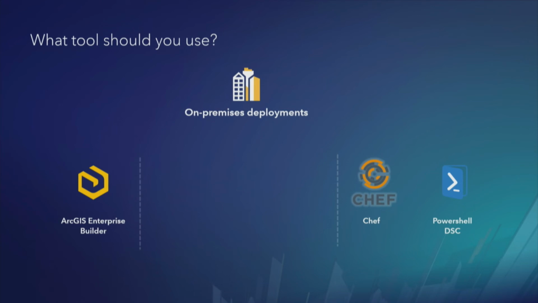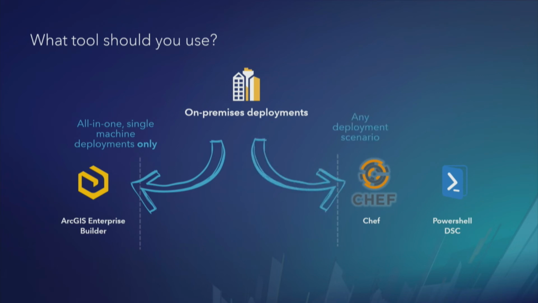Okay, if you're deploying not in the cloud, so you're looking at physical or virtual machines, these are your tools. Builder will give you all-in-one machine deployments, single machine, that's what it is. Chef and PowerShell work for any deployment scenario. It will deploy any server role. You can distribute it. You can do HA. You can do disaster recovery. It won't wash your car, but it will do all of these other things, and it's really great. And what I love about Chef is that with Chef, when you look at it, people say, oh yeah, you're gonna use a Chef script.